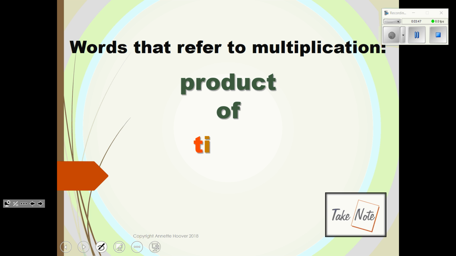Of. Of is a word that I know it's a preposition in English class, but when you hear of in math class, you have to think of multiplication. Next we have times, which is obvious because the multiplication sign is, we often say 3 times 5. 3 groups of 5.